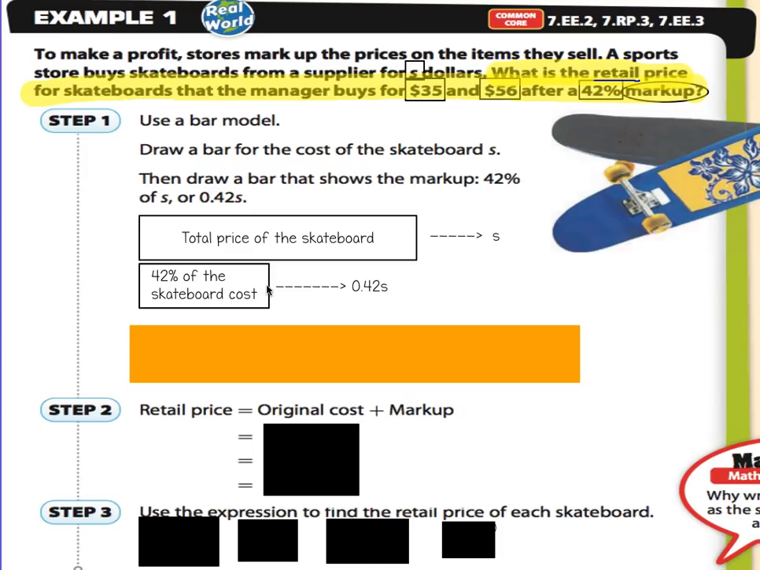It's not quite half, but it is represented by 42 hundredths, because remember, 42 is not the number, it's 42 per 100. So as a number, it's 42 hundredths, and in order to find what that number is, we have to multiply it by S. So visually what's happening is we're saying, okay, well, we have this whole skateboard right here, and we want to know this much of it.